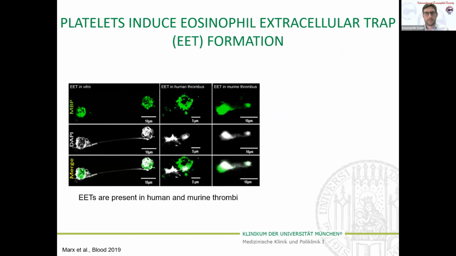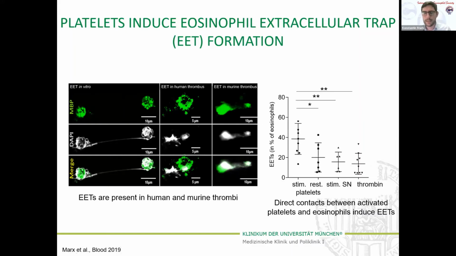So that's why we checked for the presence of these eosinophil extracellular traps in thrombi, and we could see them in human as well as in murine thrombi. So you see here eosinophils marked by major basic protein, and here you see strands of DNA which are decorated by this granule protein, major basic protein.